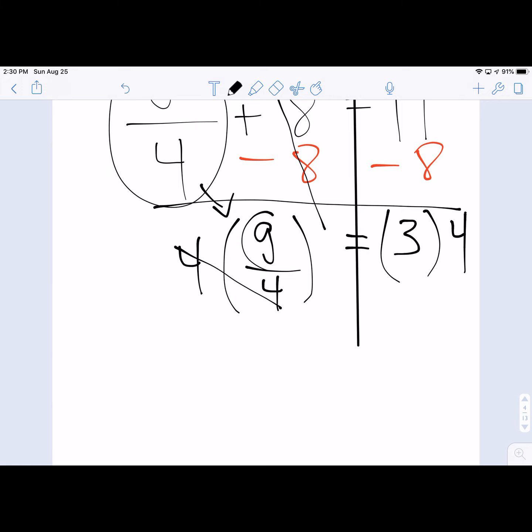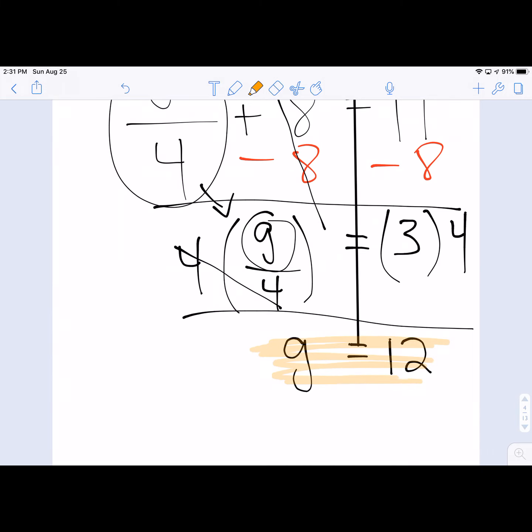And then we have 3 times 4, which equals 12. And that is our answer. G equals 12.